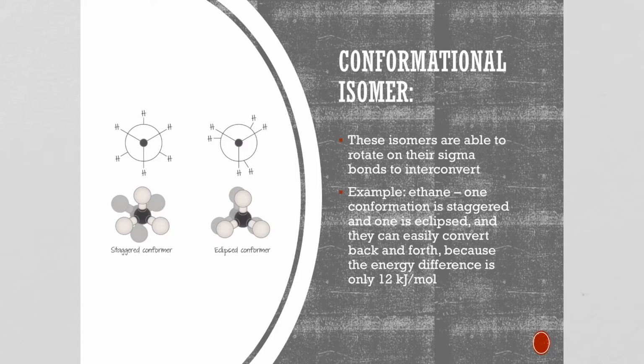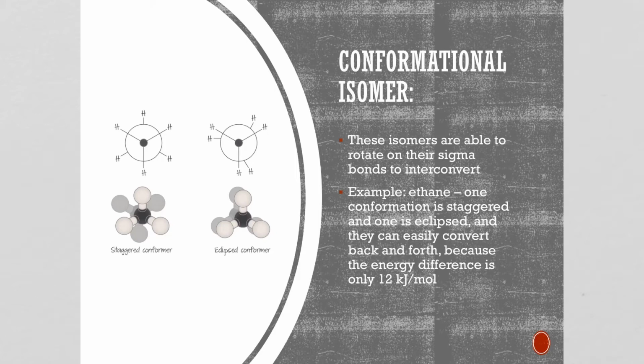An example would be ethane. One conformation is the staggered conformer, where everything is just offset, like so. This is the top carbon, and underneath is the bottom carbon. They're all offset. Whereas in an eclipsed conformer, they've been rotated onto themselves, so now the hydrogens are all layering right on top of each other.